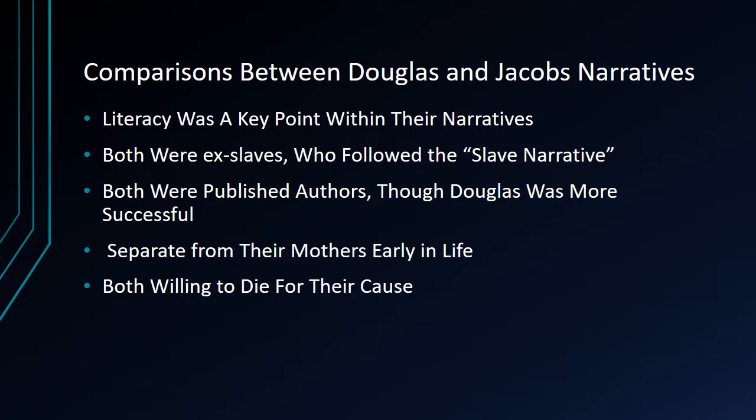Both Jacobs and Douglass were also separated from their mothers at an early age. Douglass was separated pretty much at birth, whereas Jacobs was separated at 6 years old, when her mother passed away and she was moved on to a new master. They were both also willing to die for their cause. Just writing these narratives could have been a death sentence during the period they were published.